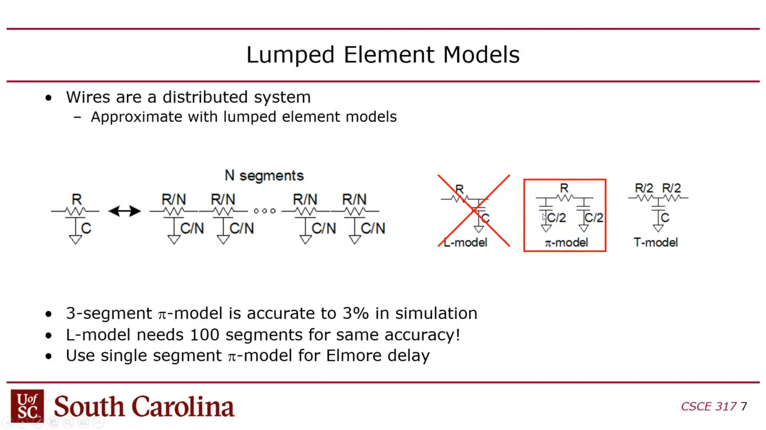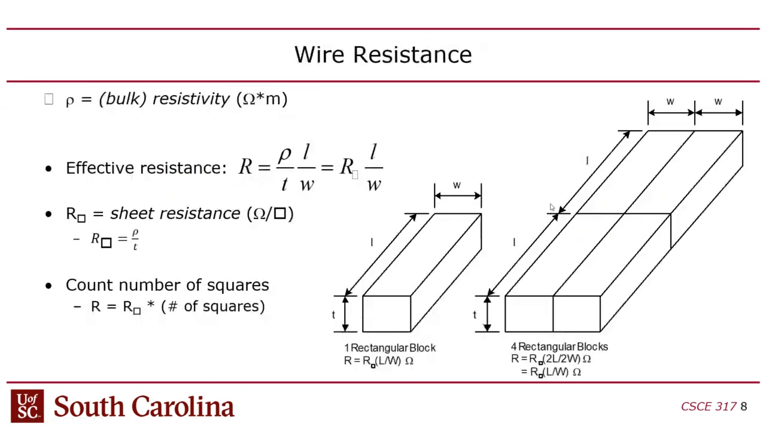And as I mentioned, you could have multiple lumps. So you could model a wire as having multiple pi's, and that's typical for longer wires and especially off-chip wires. But in this case, we'll just consider the simple single lump pi model. So the wires are made out of metal. Metal is characterized in terms of its bulk resistivity, which is ohms times meters, or ohms times centimeters.